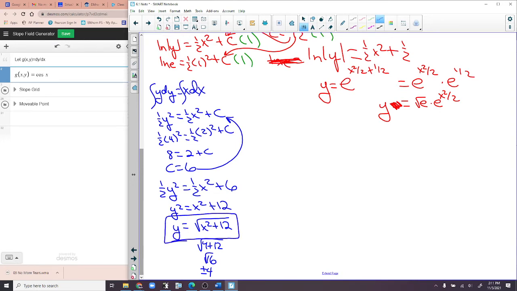Now, if it said it passes through 2, -4, we would still get to this point right here, even with the -4, because you'd square it. You see that? You get to the same spot no matter what, because you'd square that -4.